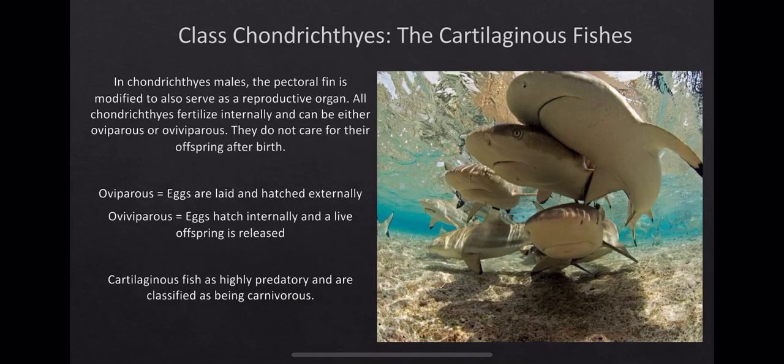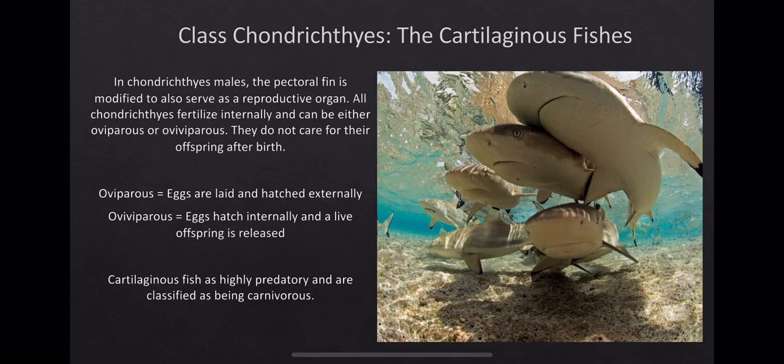So in Chondrichthyes, males specifically, their pectoral fin is modified to be something called a clasper, which is a reproductive organ. You are going to have internal fertilization, and they can be oviparous or ovoviviparous. And essentially that just goes into whether or not the eggs are laid and externally hatched versus internal hatching.